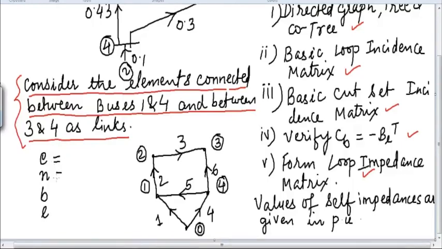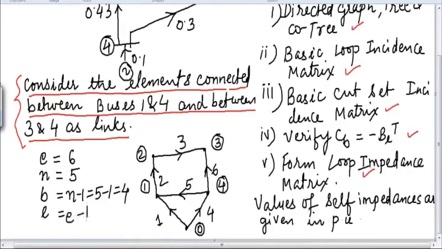So ENBL. So what are the total number of elements here? Okay, so total number of elements is 6. Last number is 6, so total number of elements is 6. Then nodes, you can see here total 4 buses are there and one more reference node is there. So 4 plus 1, that is 5. Then branch will be n minus 1, so that is 5 minus 1, so that is 4.